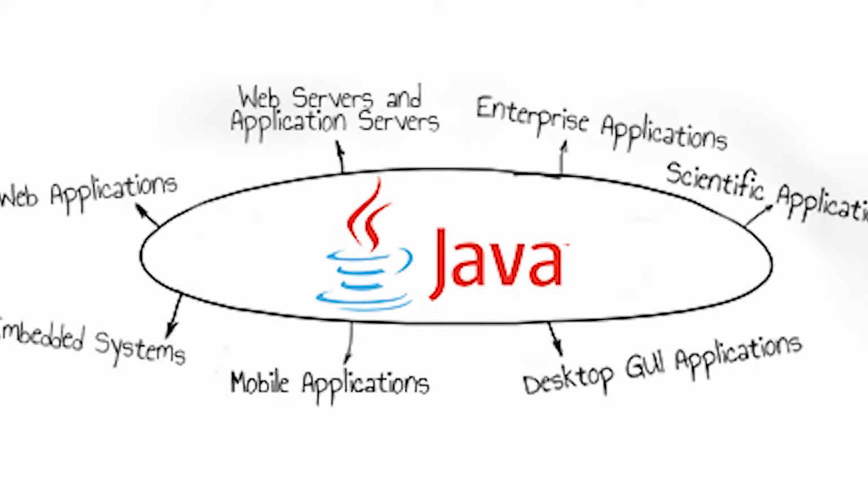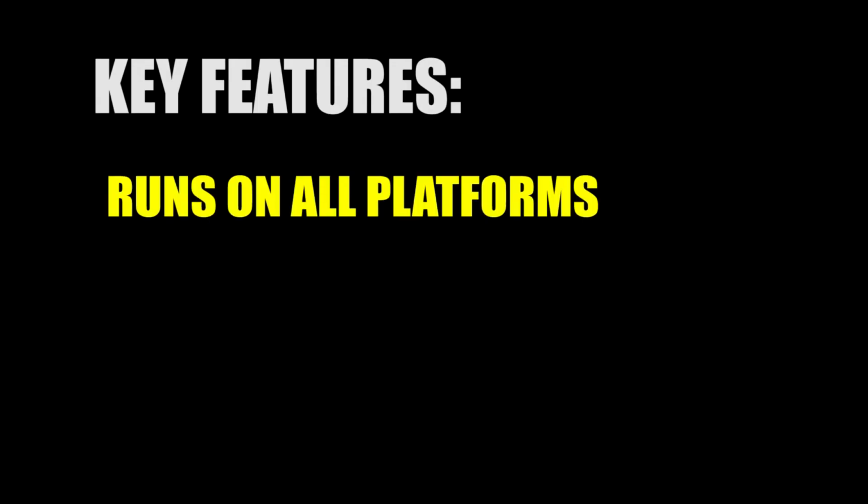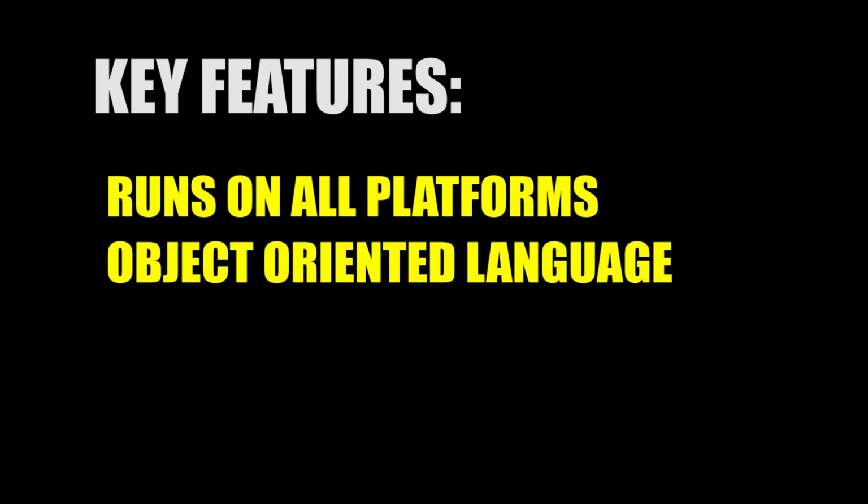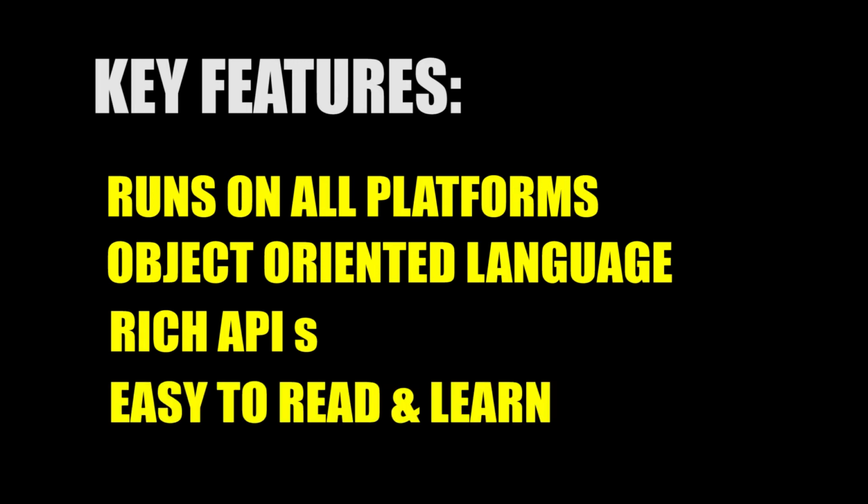Java is a widely used programming language for developing Android apps. Key features include: it runs on nearly all platforms, it's an object-oriented language, and the rich application programming interfaces, APIs, allow for tools for every imaginable task. And let's not forget, it's a language that is easy to learn, as well as easy to read.